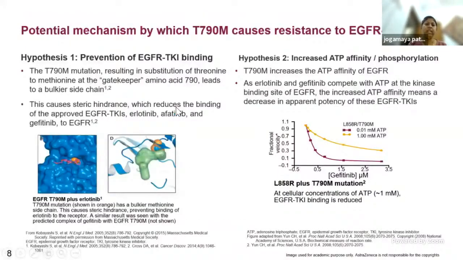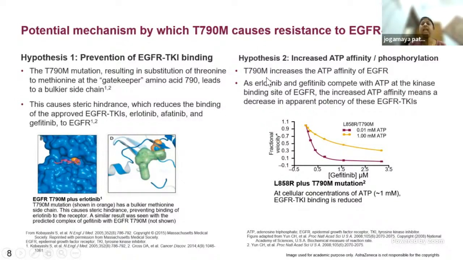There are two potential mechanisms by which T790M causes resistance. One is prevention of EGFR TKI binding. The T790M mutation results in substitution of a threonine by methionine at the gatekeeper amino acid and leads to a bulkier side chain. Because of this steric hindrance, binding of the approved first line EGFR TKIs like erlotinib, afatinib, and gefitinib does not occur.